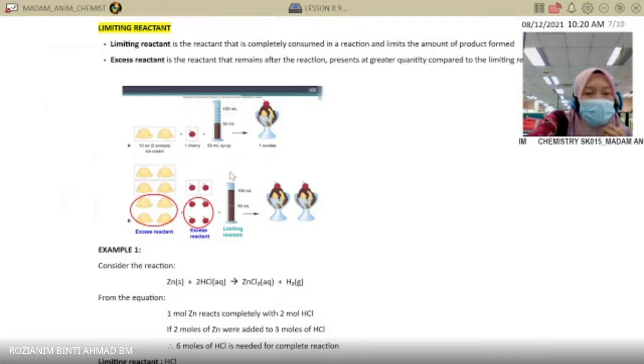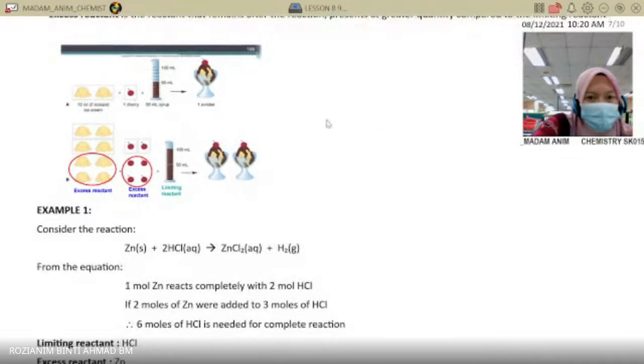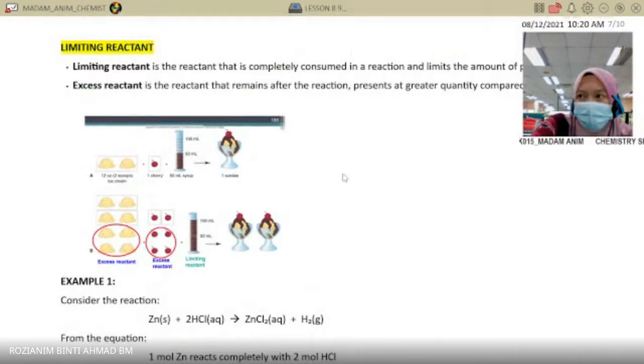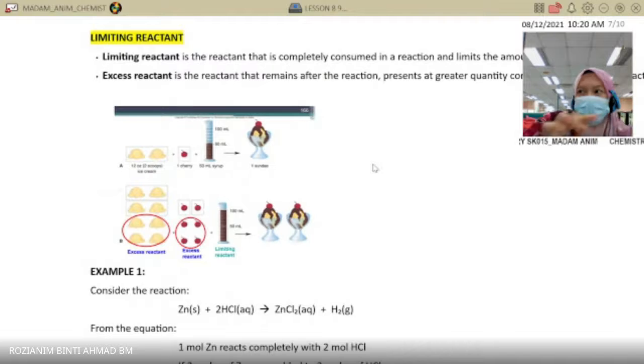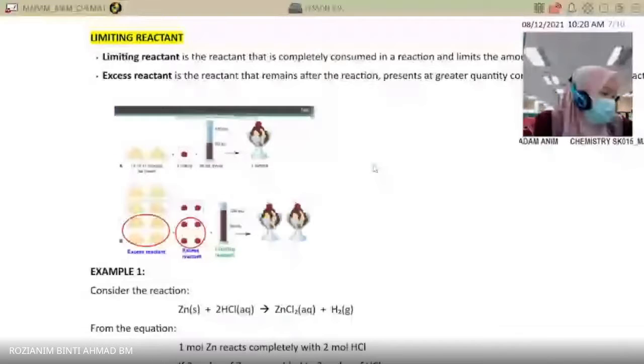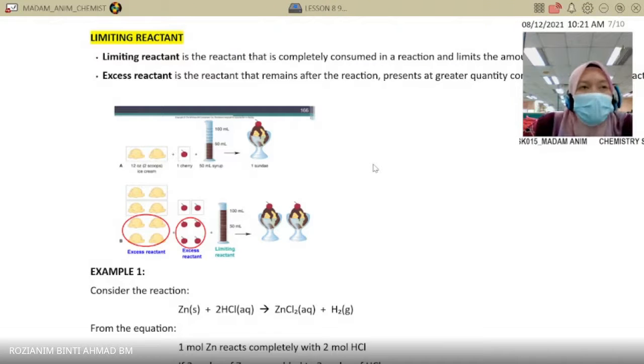Okay. Concept of limiting reactant. Okay, saya besarkan sikit lagi. Okay. So you can refer to the page 35. Example 3, page 34 saya serahkan pada kamu. Buat. Okay, refer to the page 35 now. Okay. Apa itu konsep limiting reactant?